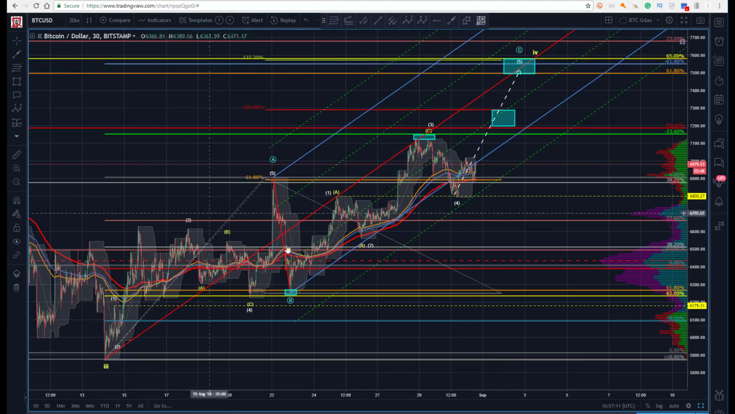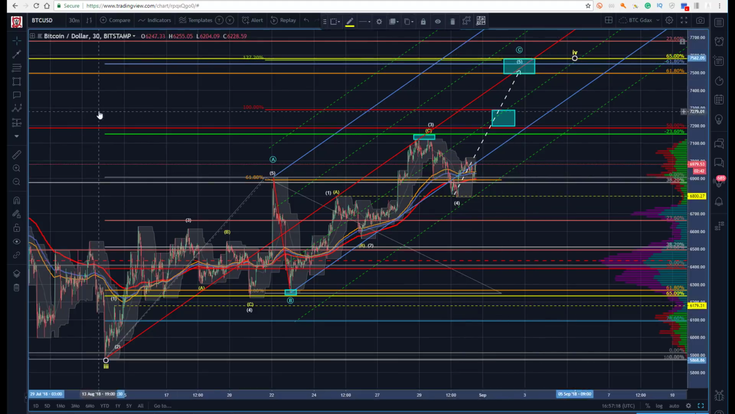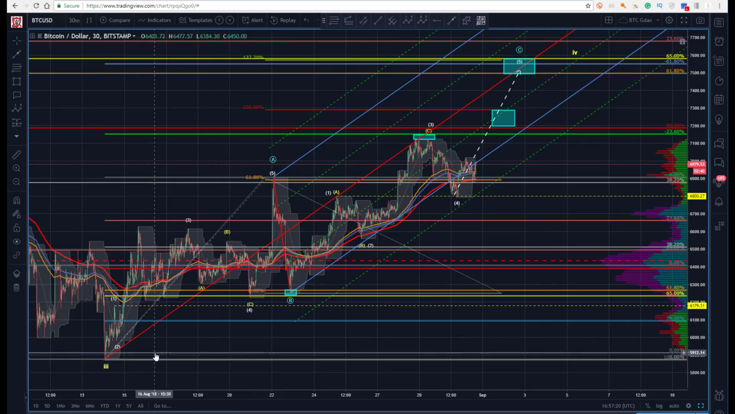Well, that doesn't kill the ABC, right? It doesn't kill it from being corrective. Again, put the Elliott out of it. Forget about whether that's a 4 relative to the swing down. What do I have here? Do I have an impulsive structure or do I have a corrective structure?